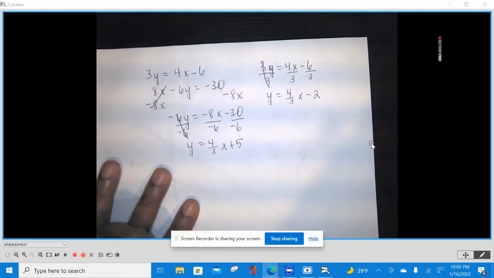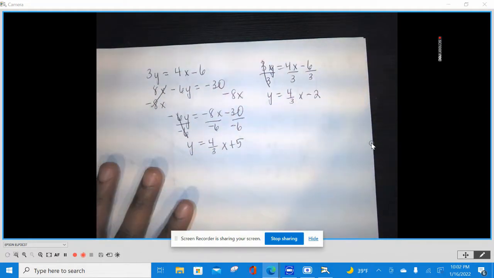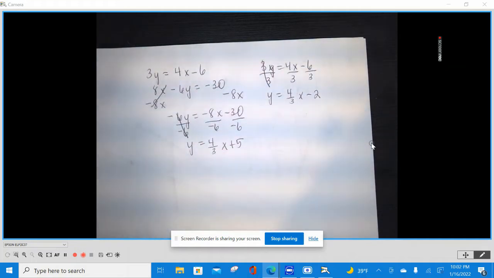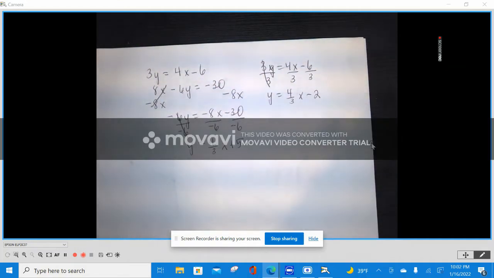Now, one thing I noticed, guys, within this particular problem, which is pretty neat, is that the slopes are the same.